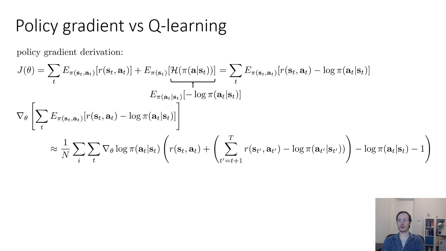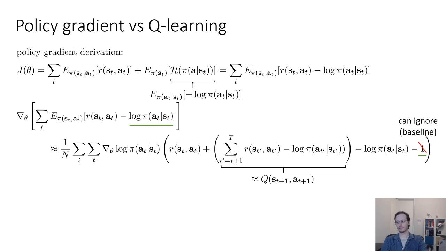Which leads us to the surprising conclusion that if you want to do entropy regularized policy gradient, all you have to do is subtract log pi from the reward, and the gradient expression doesn't actually change. All right, so that's where the 1 comes from, and you can ignore it because of the baseline.